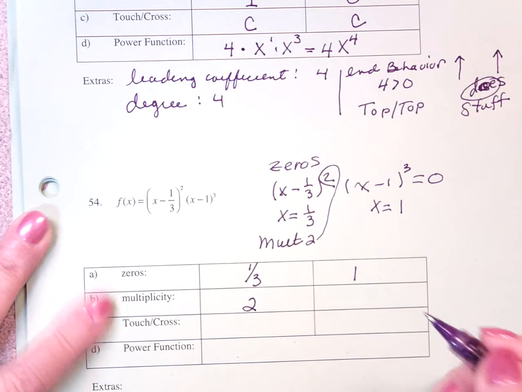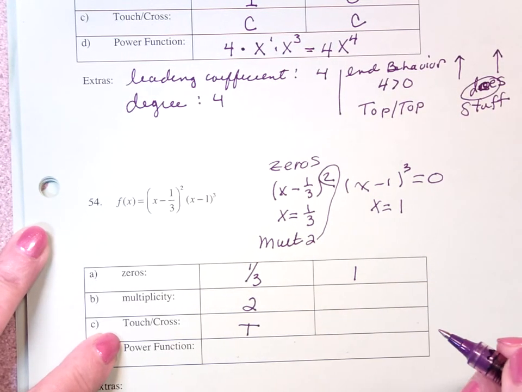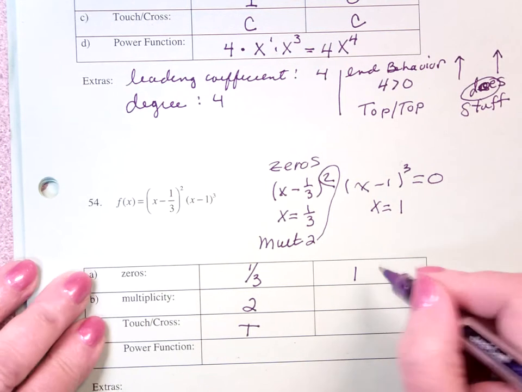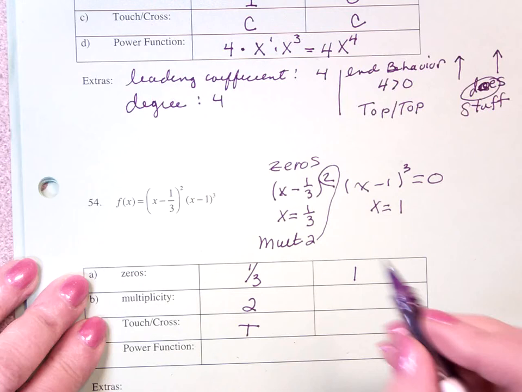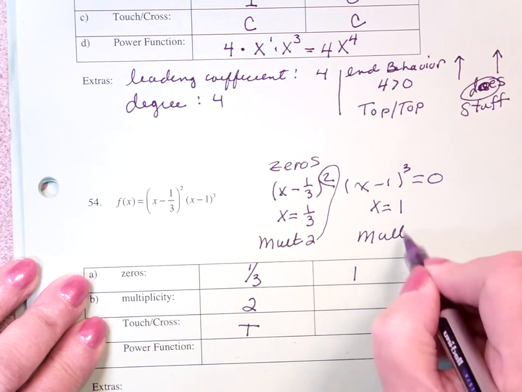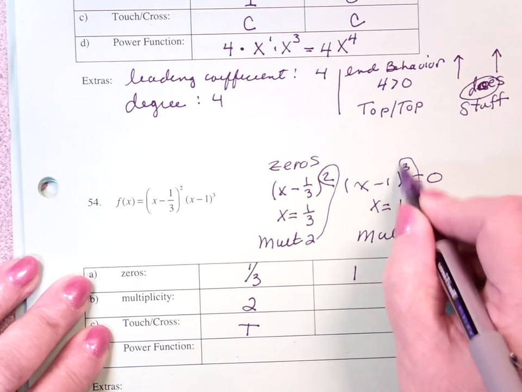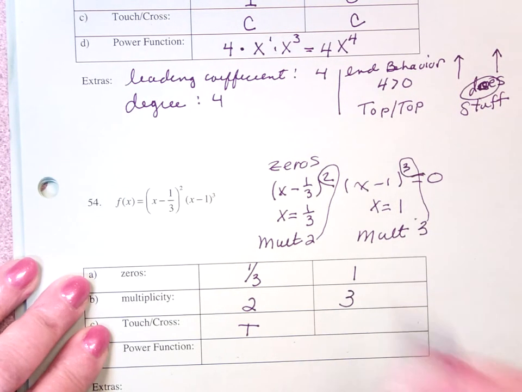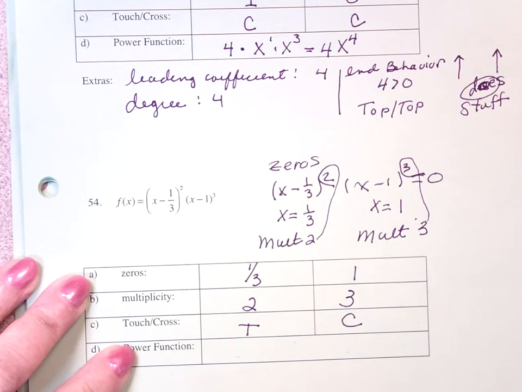Does it touch or cross? Touch, because it's multiplicity even. And x equal 1 is the other 0. What's its multiplicity? 3. Multiplicity 3. Does it touch or cross? Cross, because it's odd.